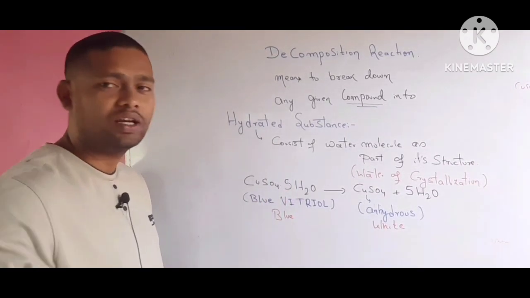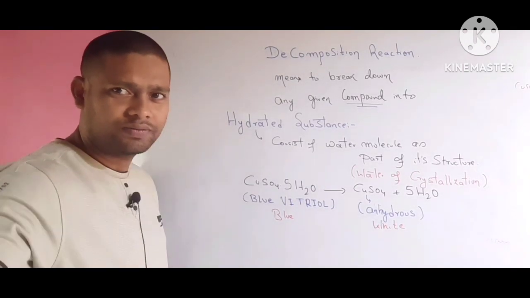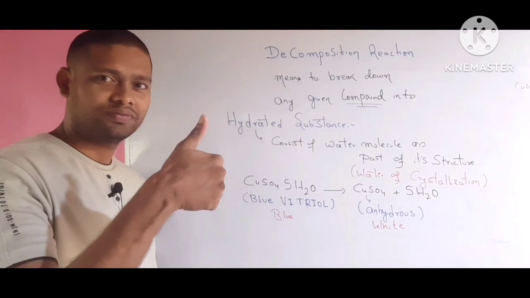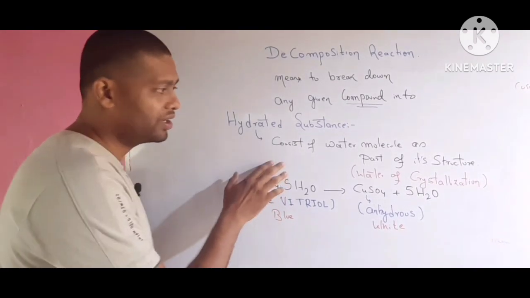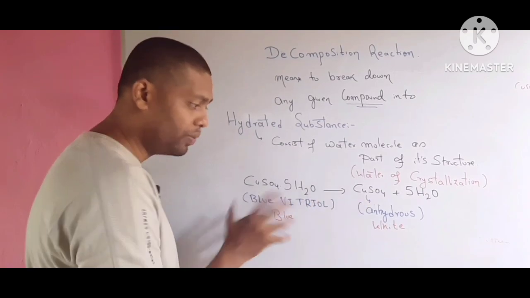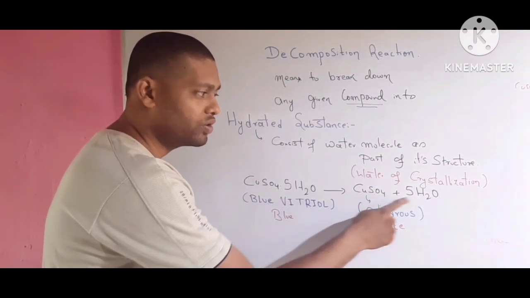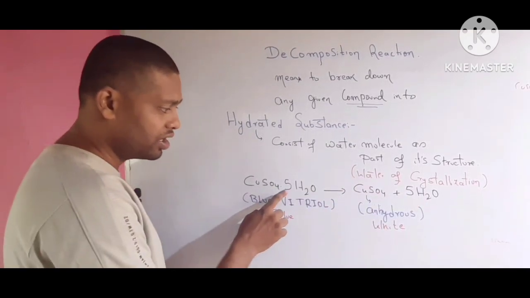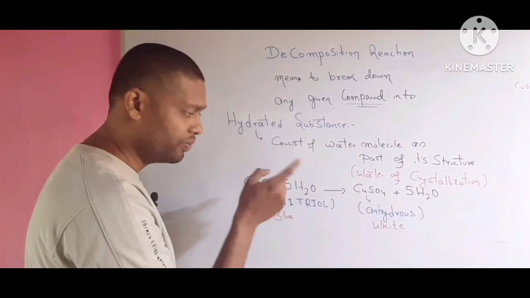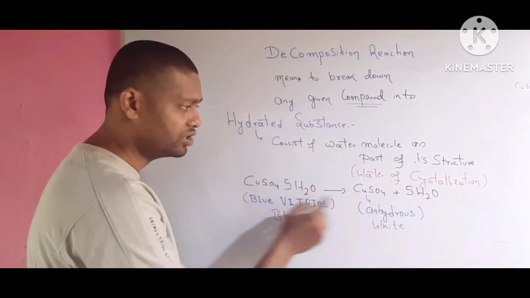Now we have to pass the heat in this water of crystallization. So we have to pass the heat in this one. So when the heat is passed, what happened? It will break down. So decomposition, break down of CuSO4.5H2O. It means the water molecules which were there as a part of this, because of that it is known as water of crystallization, they got removed.